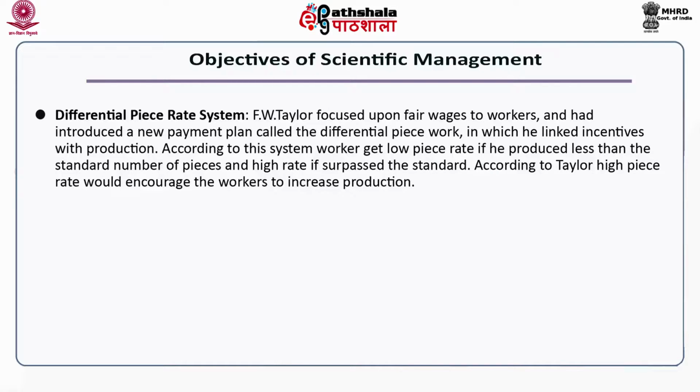F.W. Taylor focused upon fair wages to workers and had introduced a new payment plan called the differential piece work, in which he linked incentives with production. According to this system, a worker gets a low piece rate if he produced less than the standard number of pieces and a higher rate if he surpassed the standard. According to Taylor, a high piece rate would encourage the workers to increase production.